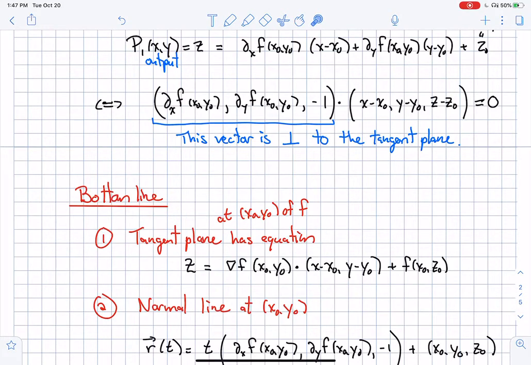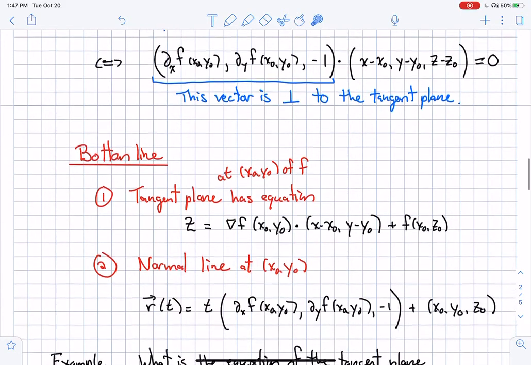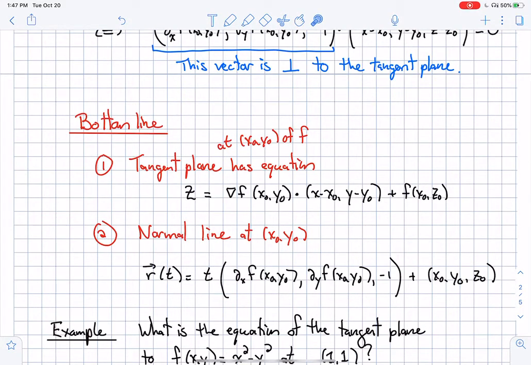The third input is the gradient dot product this vector plus the value at that point of that function. And if you want to write it in terms of x, y, z, then it would become that form. All right. Now, what about the normal line at a point x0, y0? Well, I know the normal vector. So the normal line is just multiples of that vector plus the reference point. So that's very easy. The line, with coordinates xt, yt, zt, are all the multiples of the normal vector to the plane plus the reference point.